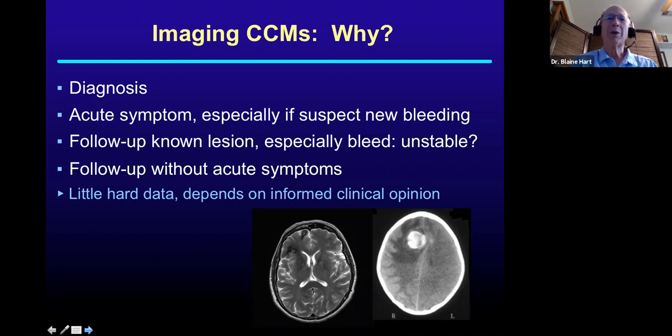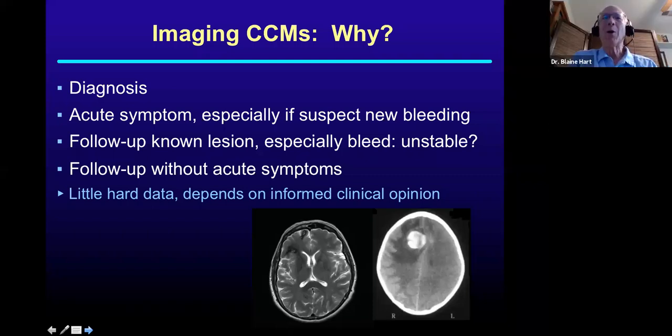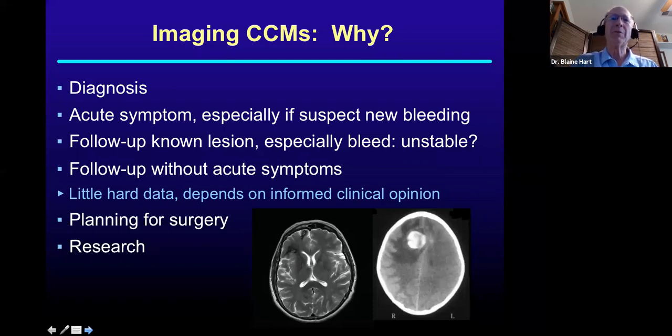Following up without acute symptoms is a question that comes up frequently, and I have to say there's not a real clear scientific answer as to how often to do that. That's going to depend very much on the informed clinical opinion of the doctor that's providing the primary care for you. Sometimes we do different kinds of imaging if surgery is indicated, to help plan. We'll talk about that a little bit later. And then finally, there's some value in imaging for research. It may not be of benefit for the individual, but may be a benefit for others who have this disease.